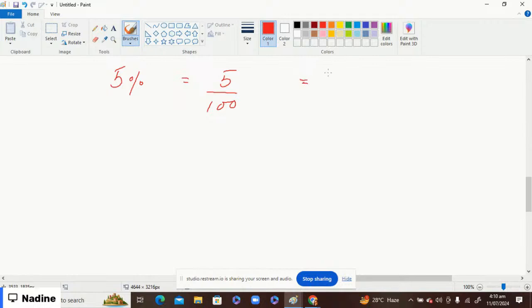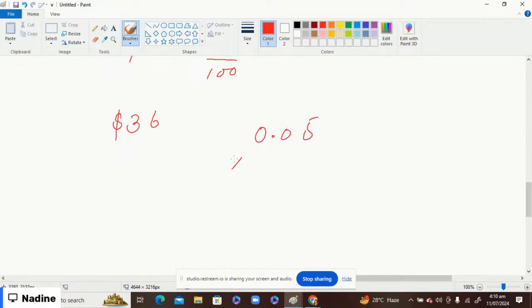So how can we find it out? 5 divided by 100 using a calculator. The answer is 0.05. Okay. And then how much of it? It's $36. So we simply multiply 0.05 with 36.